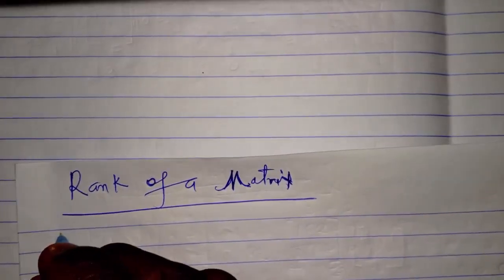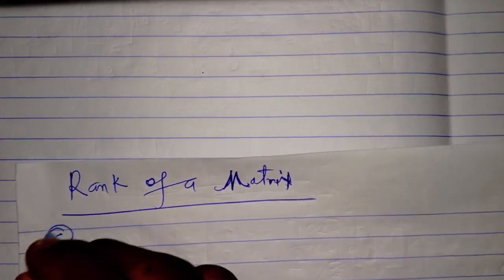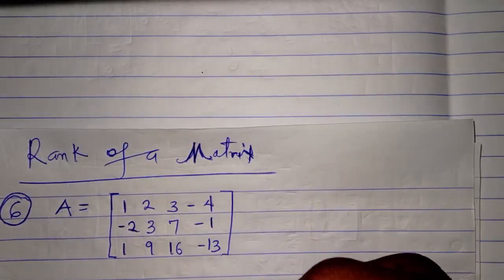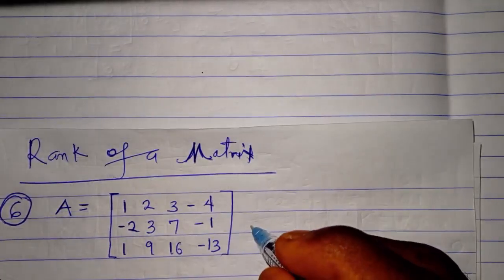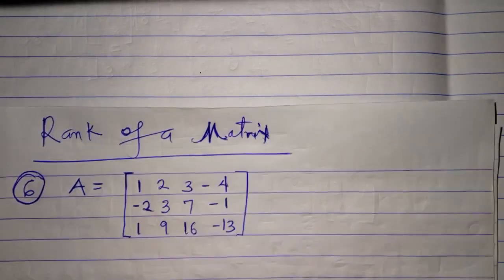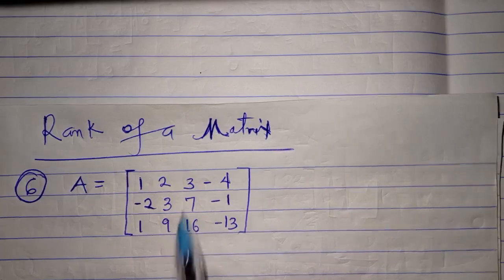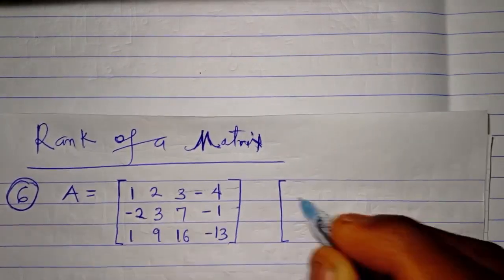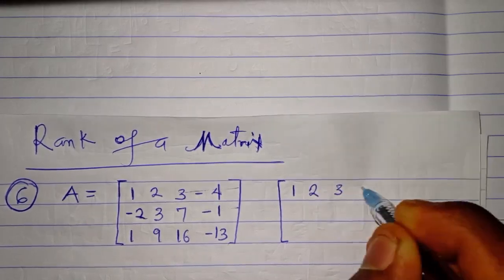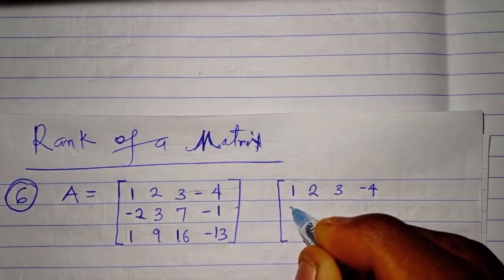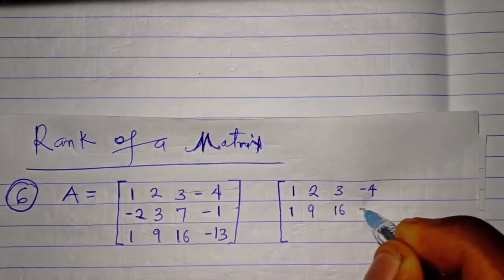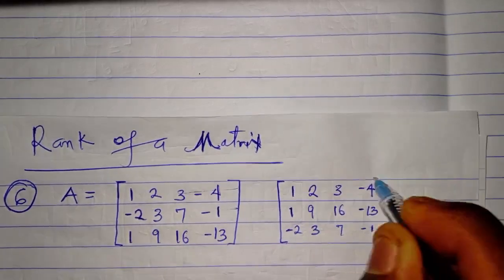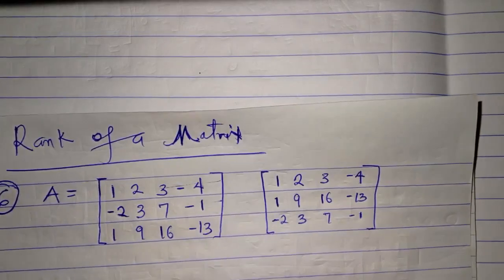Take the last example, number 6. Let's determine the rank of this matrix A. See what I want to do. Let me make it easy for myself. I can swap rows here. This is row 1, row 2, row 3. I can write this matrix as 1, 2, 3, minus 4, 1, 9, 16, minus 13, minus 2, 3, 7, minus 1. What did I do? I swapped row 2 and row 3.